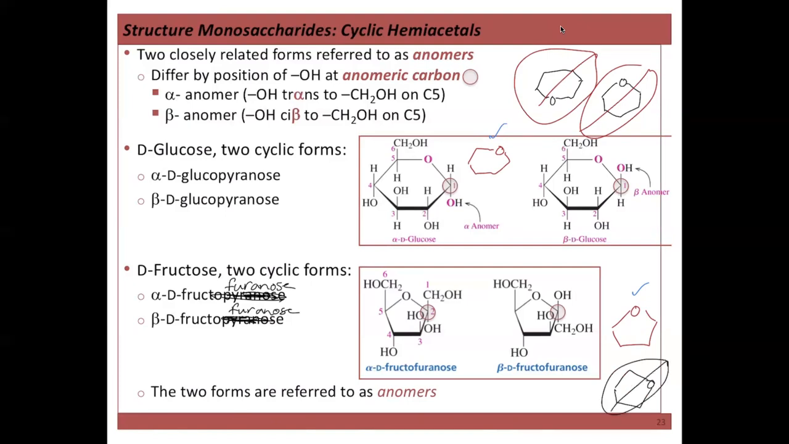So again, if we use the standard convention, we can always say that this alpha anomer will be down and this will be up as long as we're using D sugars. If we're using L sugars, everything flips. But nature prefers D sugars.